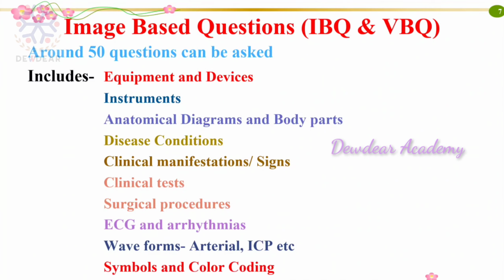Then the symbols and color coding. So in this, symbols means for the national health programs, what are the symbols associated with that particular health program. For example, the National AIDS Control Program, or the biohazard waste or cytotoxic waste, the symbols or the color coding associated with that. Okay, so regarding the waste management. So these are all just the examples.